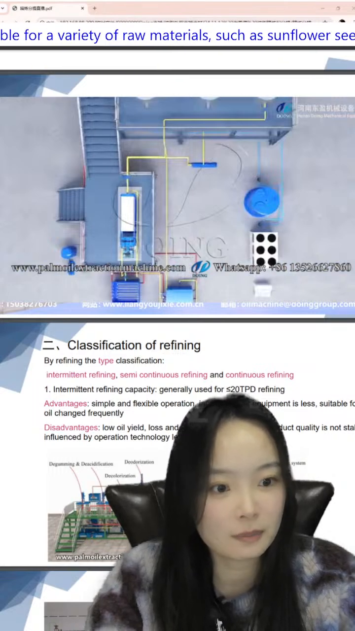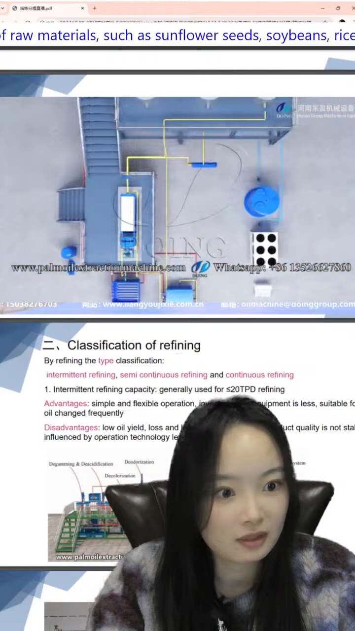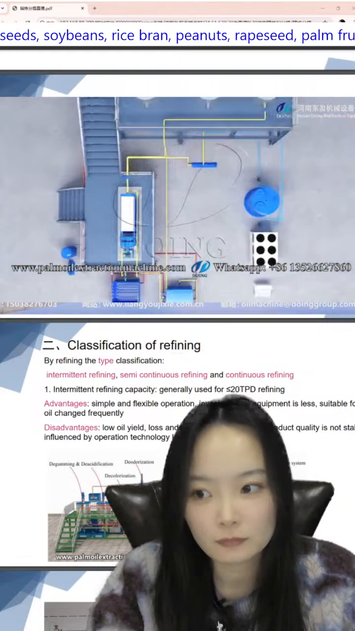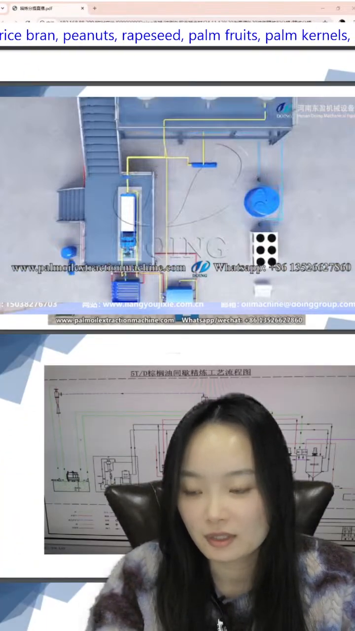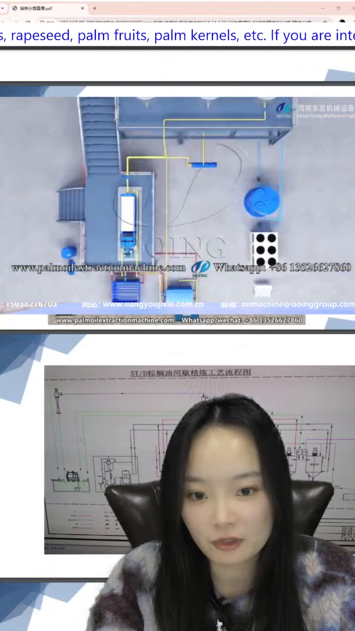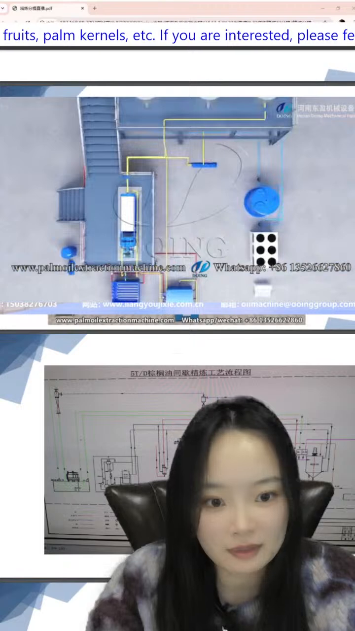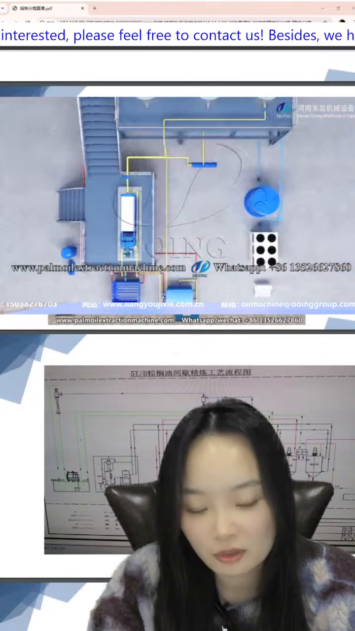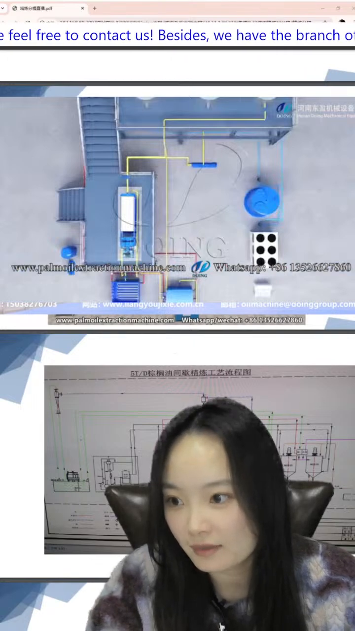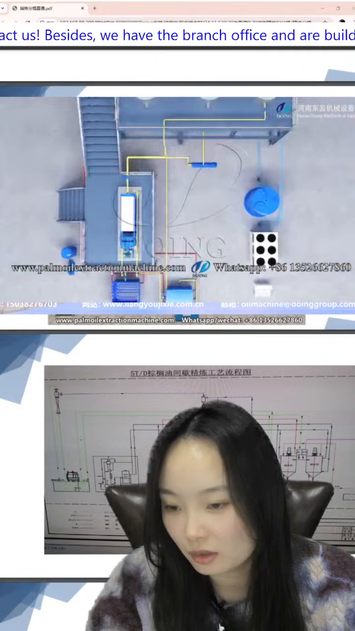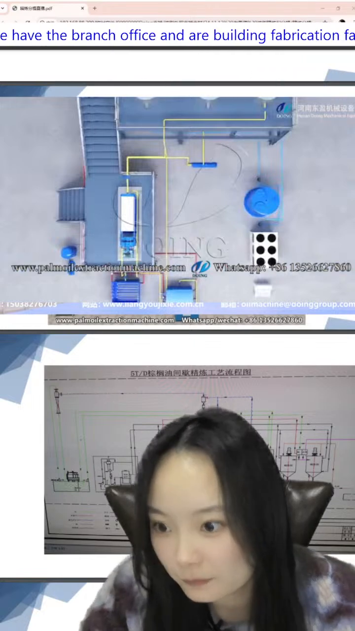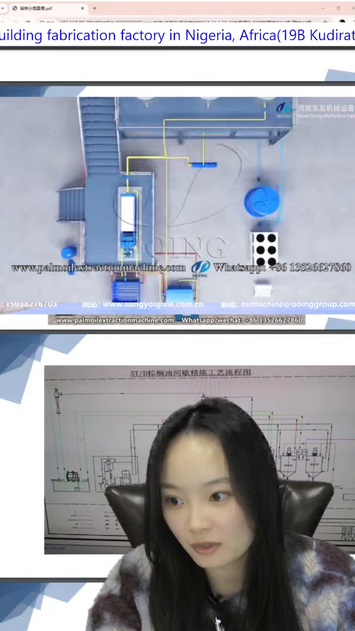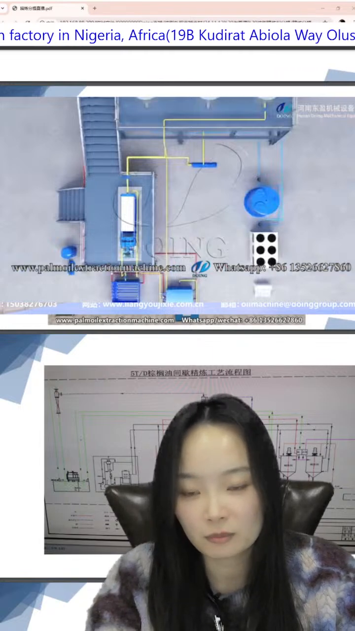And you can see in the picture is our equipment. Let's move to the next part. This is the craft of our equipment. Here is the cooling water, and this is the thermal oil stove, and then this first part is the degumming, deacidification, decolorization, and deodorization. Okay, let's move to the next part.